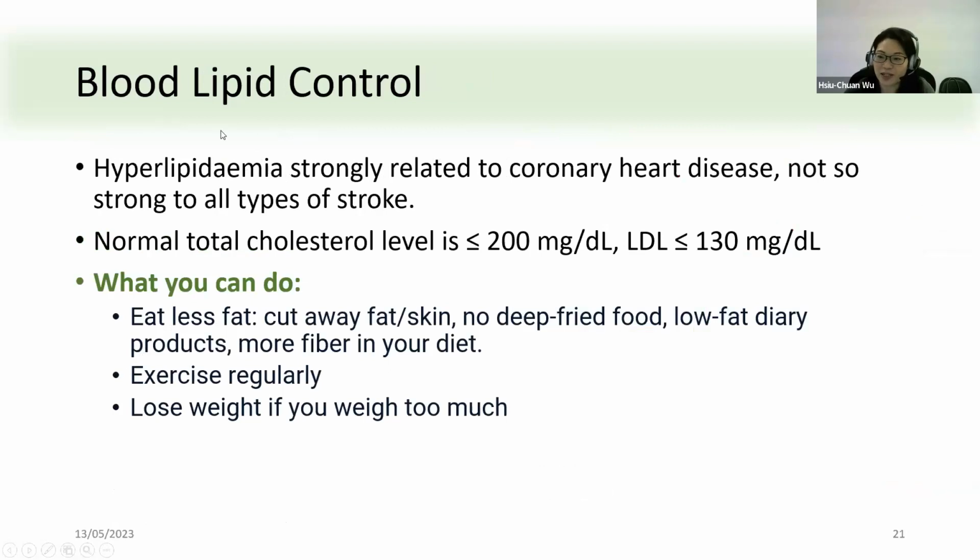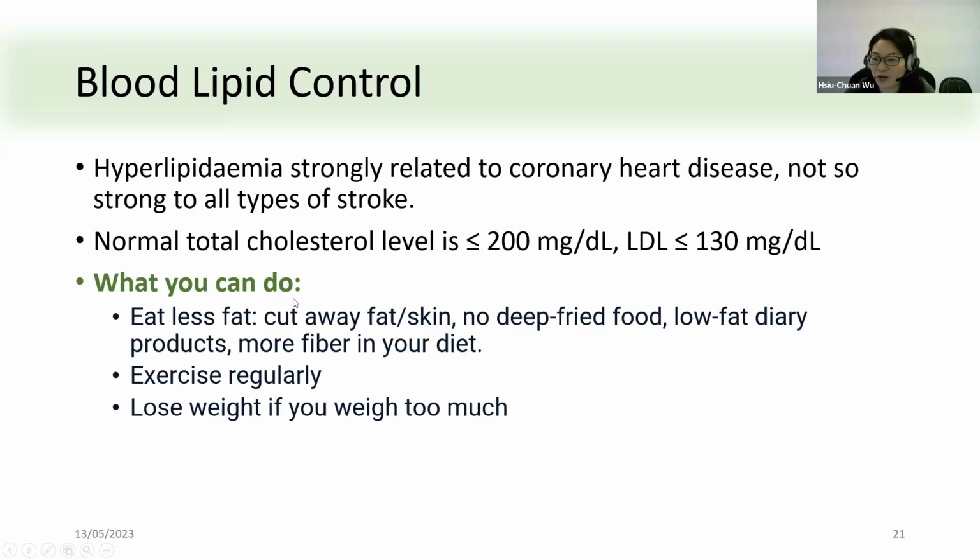And the third risk factor control is blood lipid control. Hyperlipidemia, or high blood lipids, is strongly related to your heart disease, coronary heart disease. Not so strongly to all types of stroke, but even so, we still think you should control your total cholesterol level underneath 200 milligrams per deciliter. And LDL is the bad cholesterol. It's low density lipoprotein. We hope everyone can control your LDL under 130 milligrams per deciliter.